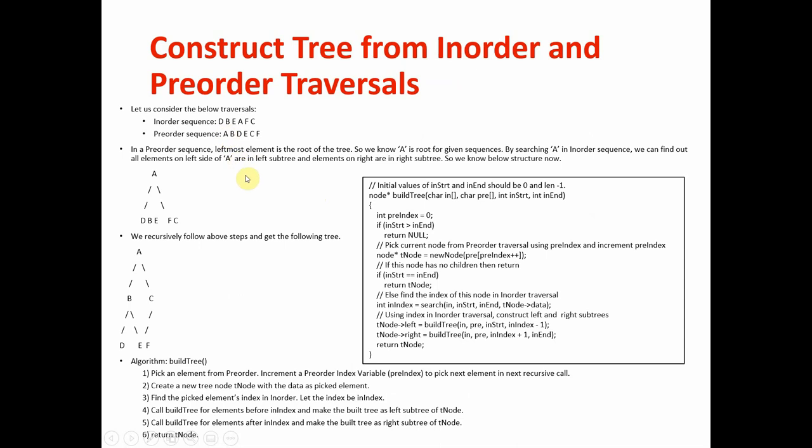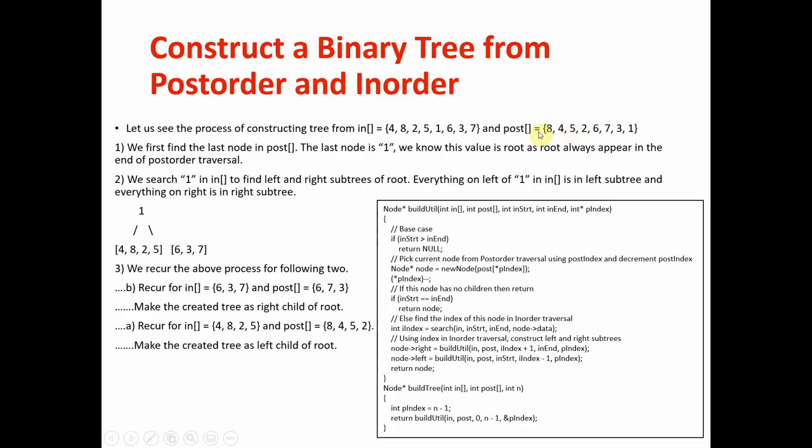In the post-order traversal, we know that the last node is the root. So you can do exactly the same thing that we did in the previous slide, but you go from right to left instead of going from left to right. So here, we know that 1 is the root.